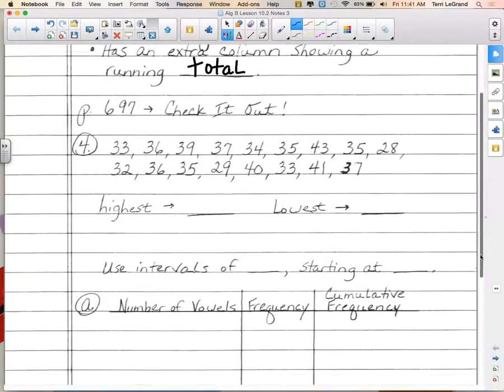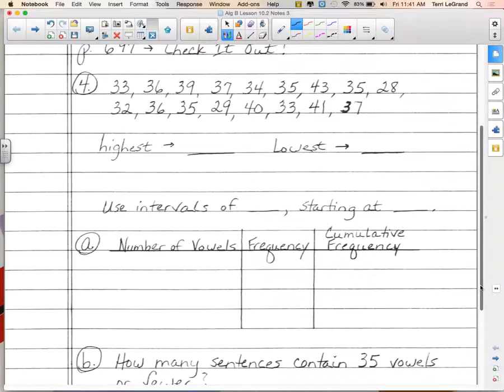So on page 697, we're going to do problem number 4, the check it out problem, which is about three-quarters of the way down the page, right? Everybody see where I'm at? What are we supposed to do? It says the number of vowels in each sentence of a short essay are listed below.